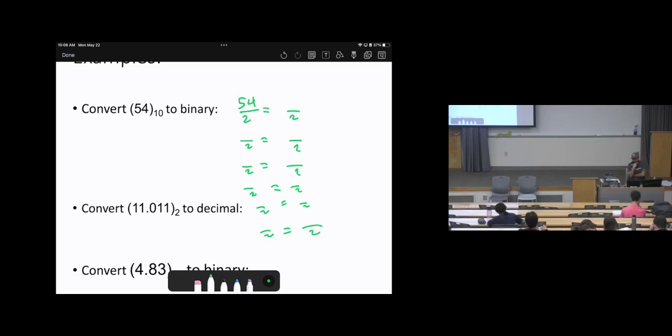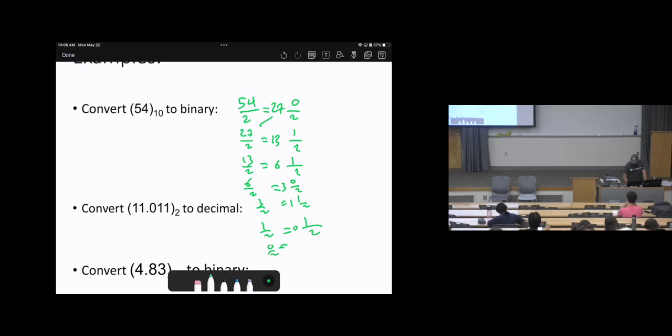54 divided by 2 is an even number, so it will be 27. The residue is 0. Then take this 27. 27 divided by 2, 13, remainder 1. 13 divided by 2, 6, remainder 1. 6 divided by 2, 3, the residue is 0. 3 divided by 2 is 1, remainder 1. 1 divided by 2, 0, remainder 1. Then we're reaching 0, so stop here.